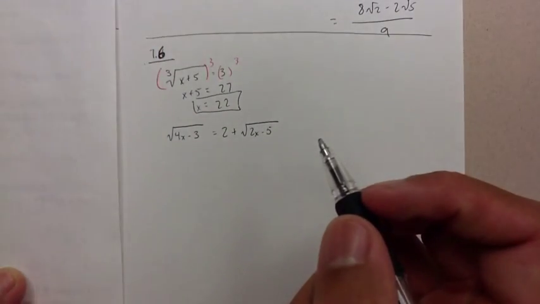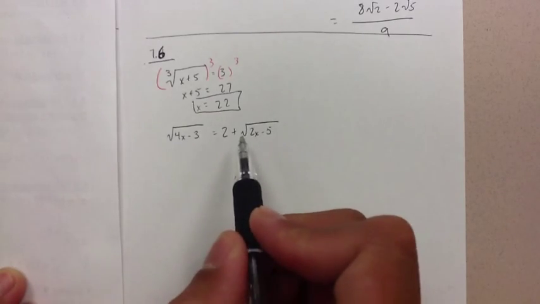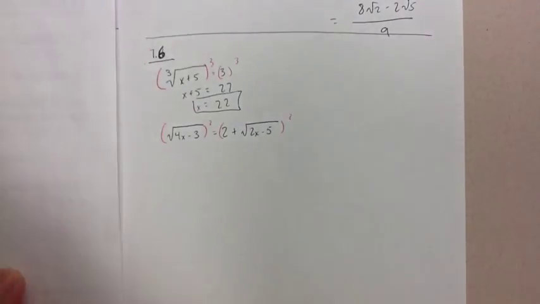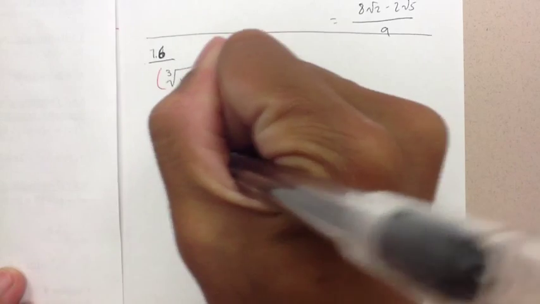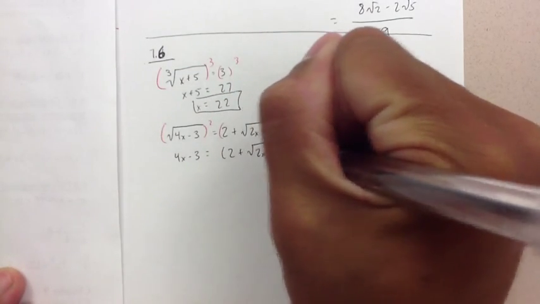Next one is a little bit tougher. You have to square both sides, but you don't want to get both radicals on the same side. You actually just want to do one side at a time. So when you square this one will just become 4x minus 3, but this one is actually going to FOIL out. So I'm going to write this out just so that you can see it.